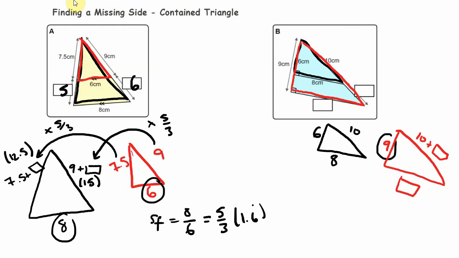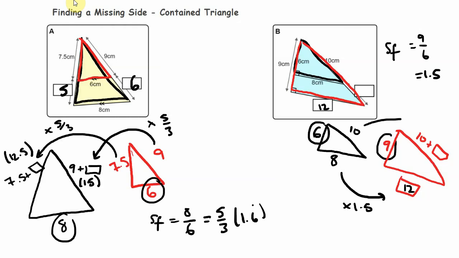So my pair that I'm going to be working with to find my scale factor is here. So the scale factor is going to be 9 over 6, which is 1.5. So 8 times by 1.5 gives me 12, so 12 is going to be my length here. And 10 times 1.5 is going to be 15, but 15 isn't our final answer, it's 5, because 10 plus 5 gives me 15.